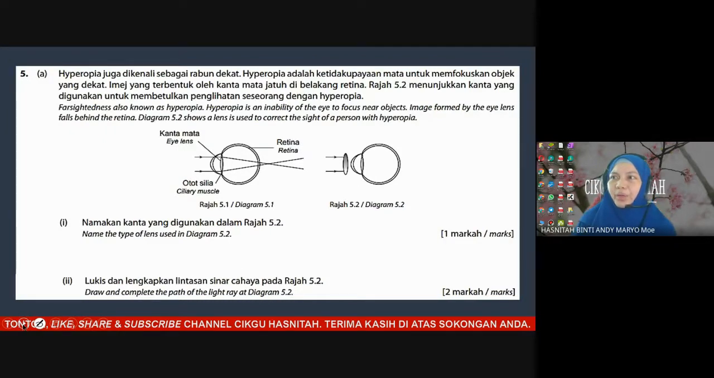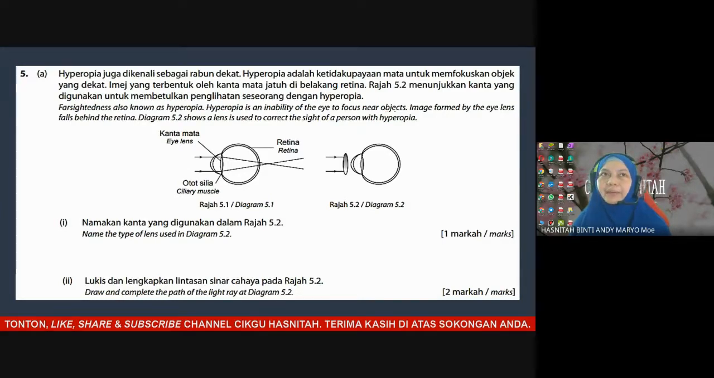Now we go to essay question number 5. Example of essay question. Now this is an application on our eyes. This is our eye, shown in 5.1 and 5.2. Far-sightedness, also known as hyperopia. Rabun dekat. Rabun dekat maknanya you boleh nampak objek jauh dengan baik, but you cannot see near objects very well. So we call it far-sightedness. Hyperopia is an inability of the eye to focus on near objects.